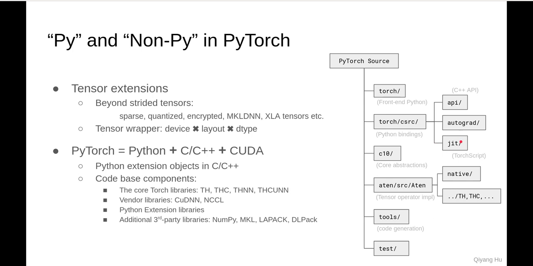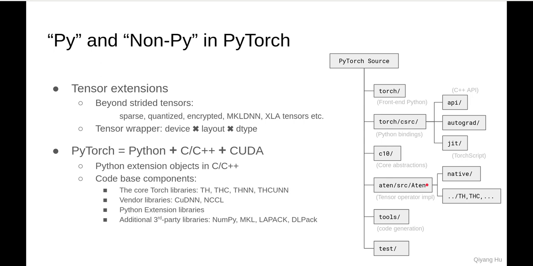It also contains the C++ front-end code API. Another important folder or subfolder is A10. ATEN is a short name for A Tensor library. This is a C++ library that implements the operations of tensors.